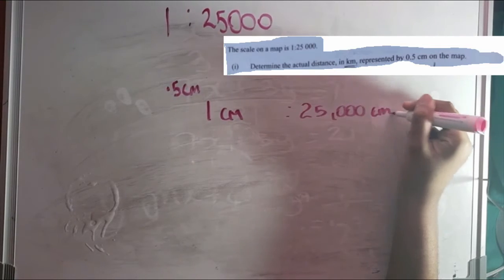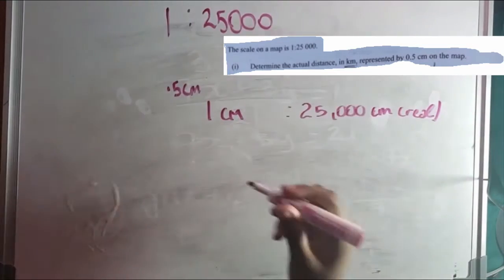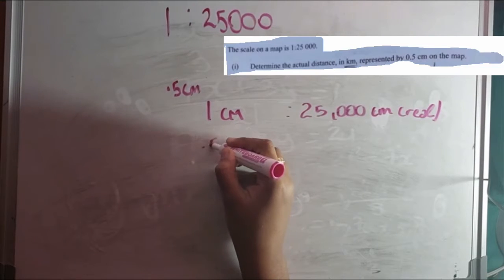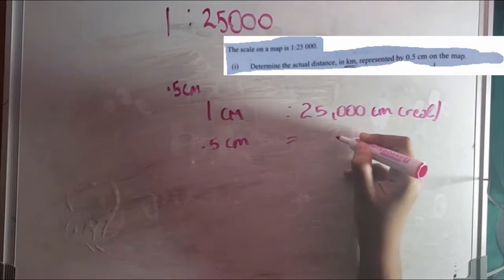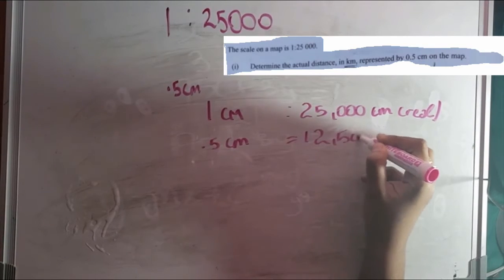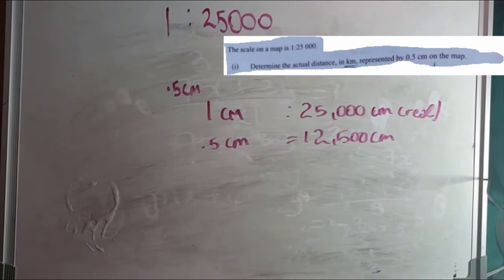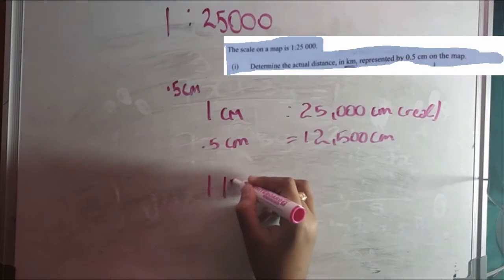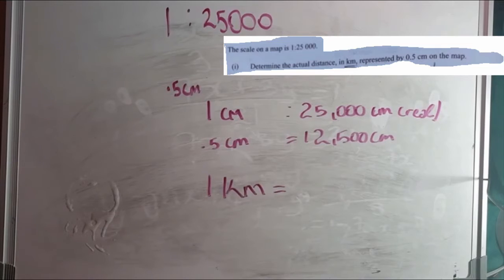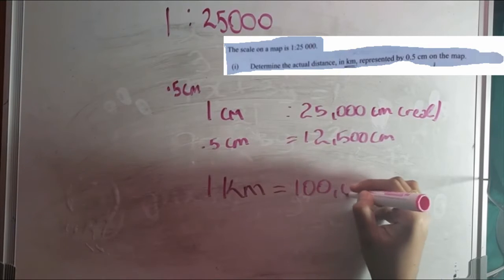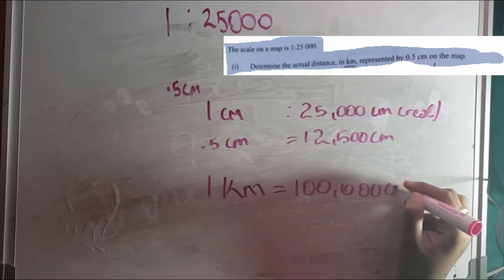So 25,000 centimeters real. Alright, so how much would be 0.5 centimeters? That would be 12,500 cm. So we want the distance in kilometers. So we know that 1 kilometer is equal to 1,000 meters, and we know that 1 kilometer is equal to 100,000 centimeters.